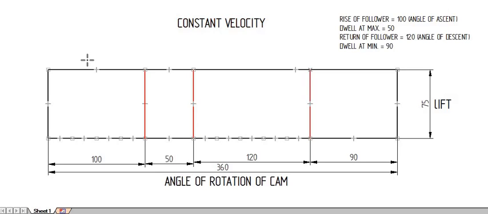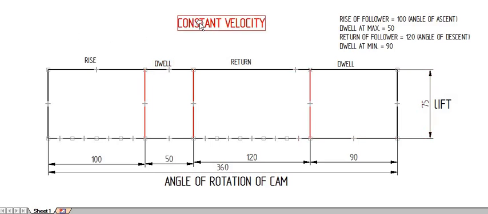So the first section will be the rise of the follower. The second section will be the dwell. The third section will be the return of the follower, and the last section will be the dwell. Rise of the follower means from the minimum to the maximum displacement. Dwell means wherever it is, it will be like this, from here to here. Return means from the maximum to the minimum, and again dwell. That will be the minimum region.